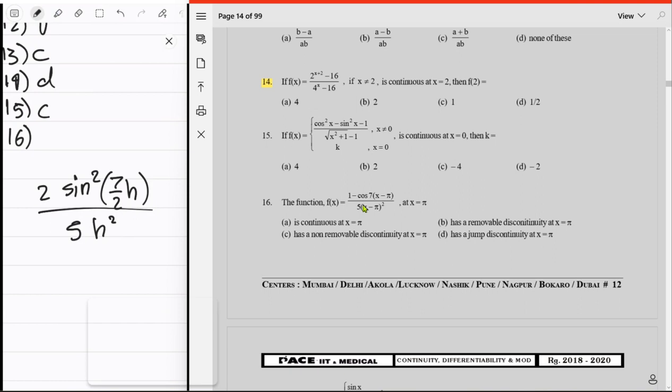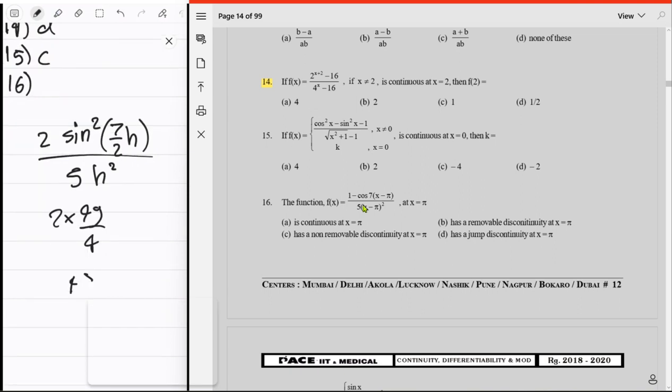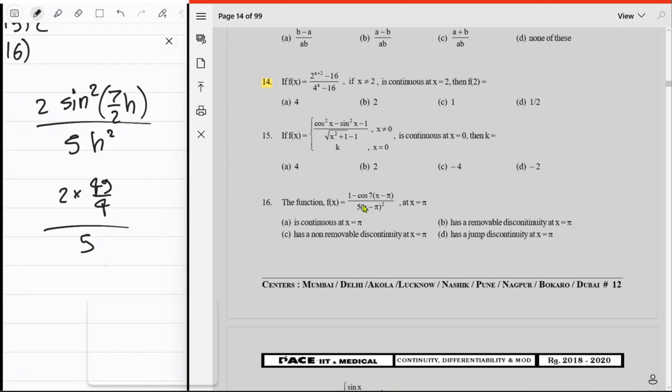And this thing just approaches what? 2 times of 49 upon 4, of course. So like 49 upon, oh, there's also this 5. Okay, so it's this 2 times 49 upon 4 h squared, that cancels, right? Upon 5. This is just 49 upon 10. That's what this approaches, right? From both sides, in fact.